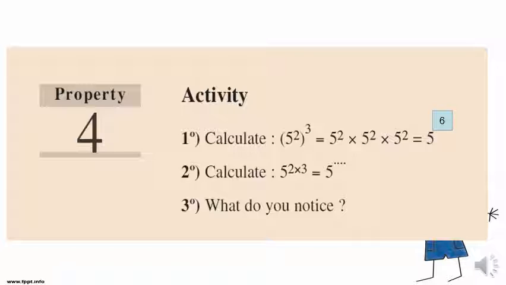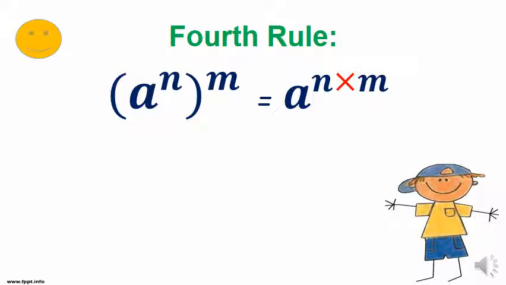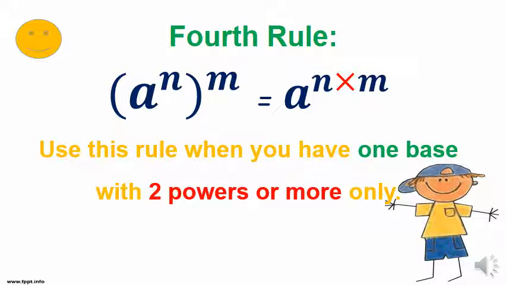Part 2, calculate 5 to the power 2 times 3, which will be 5 to the power 6. What do you notice? We notice that they have the same value. So the fourth rule said that if I have a power in parentheses, I have one base with two powers, and you multiply the exponents. You can use this property directly. Okay?